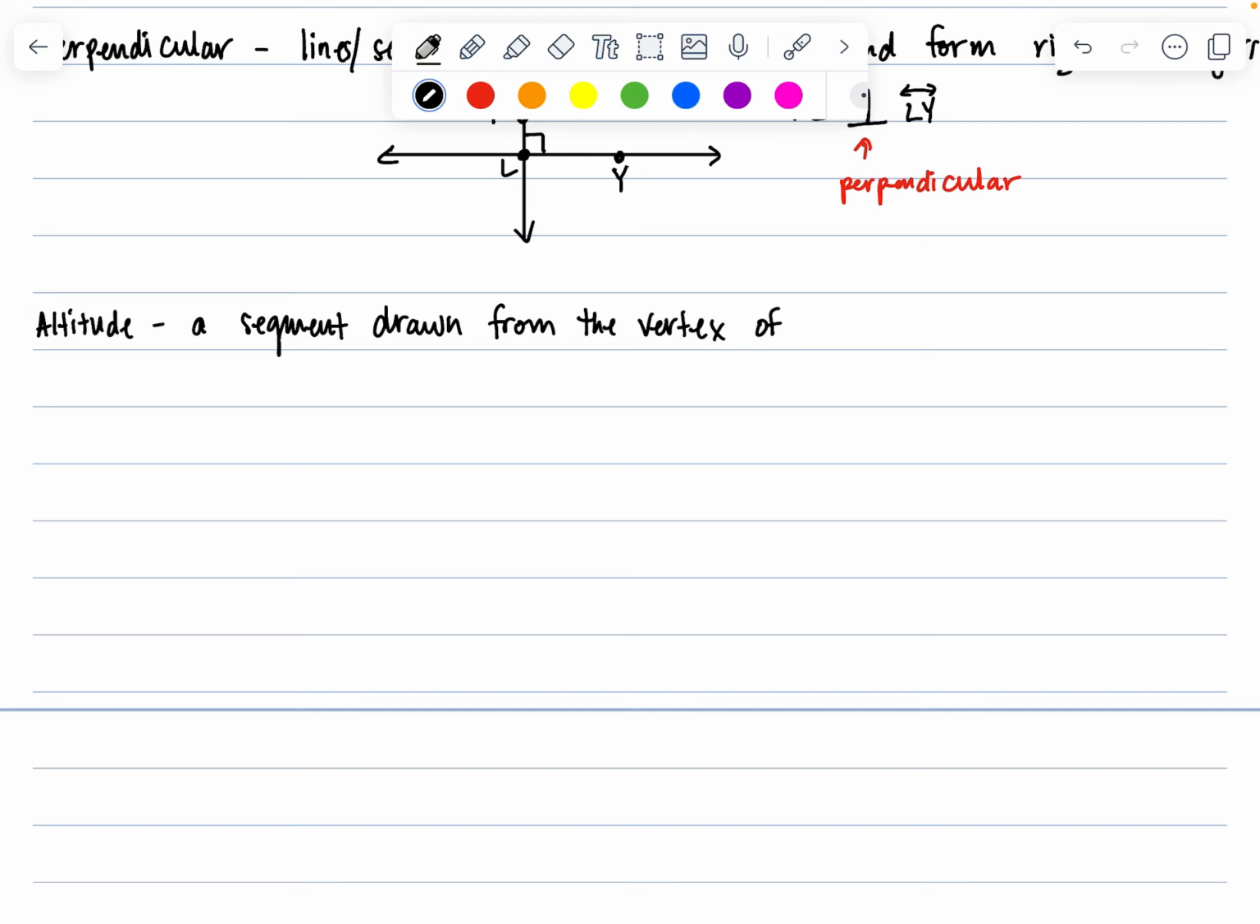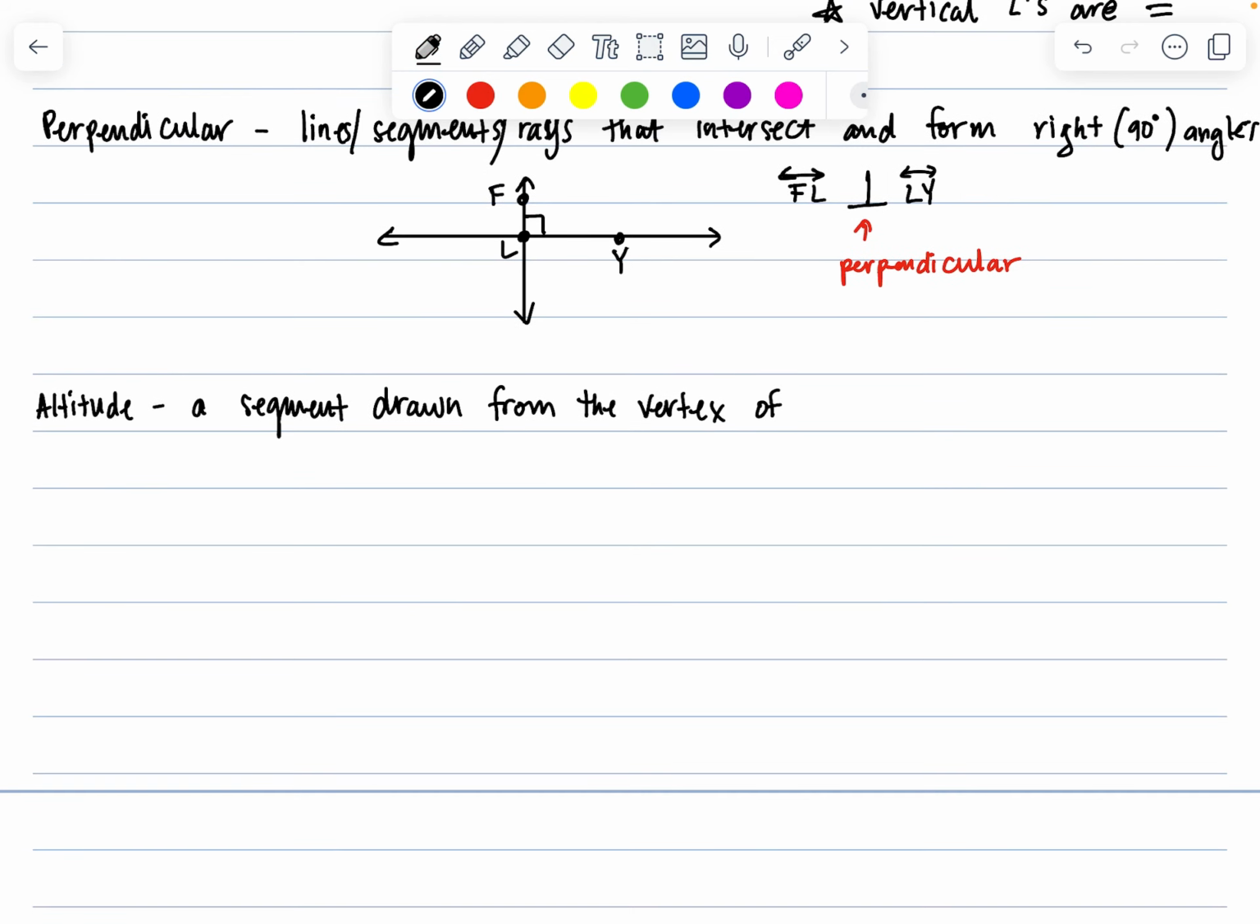So sorry if you had to scratch all that out. Altitude is a segment drawn from the vertex of a triangle that is perpendicular to its opposite side.